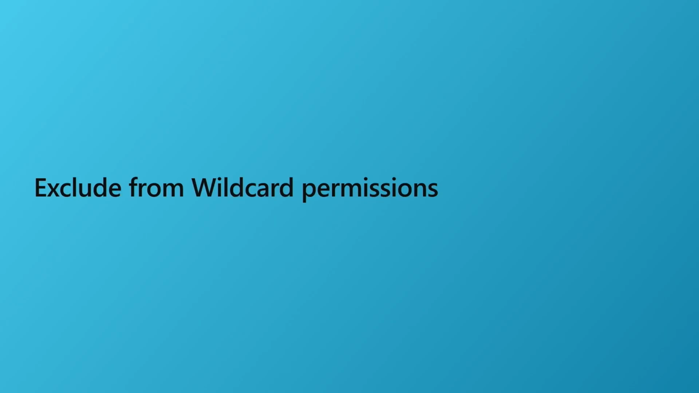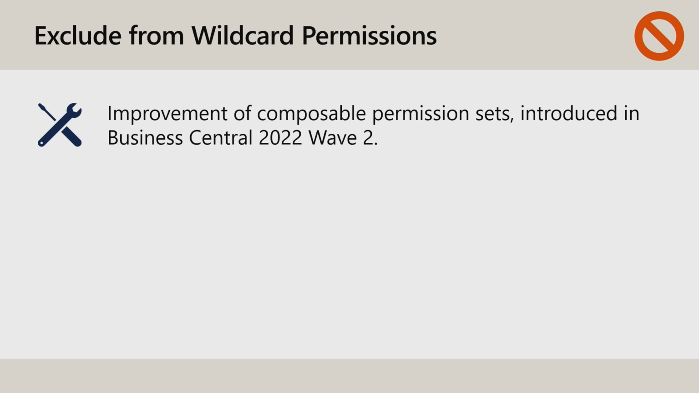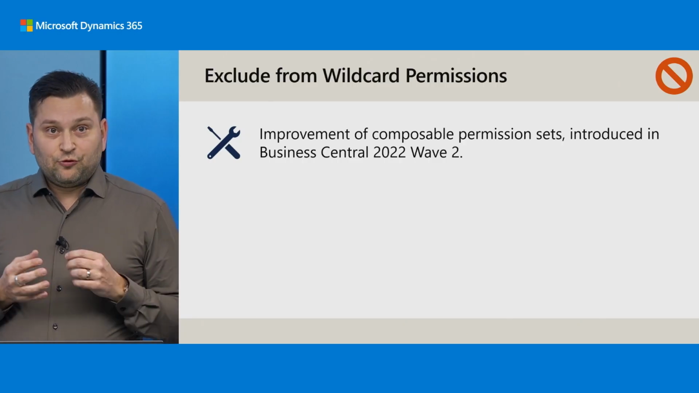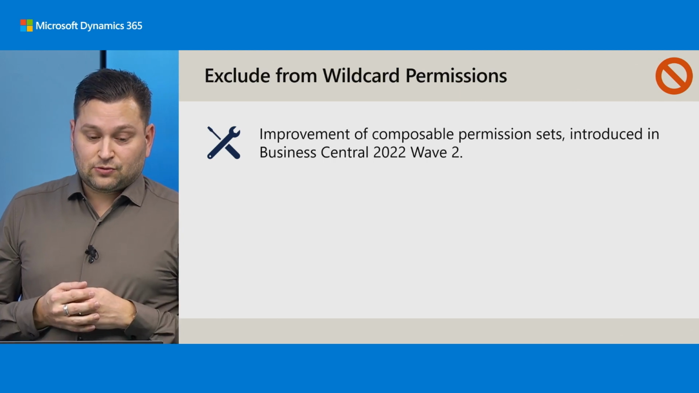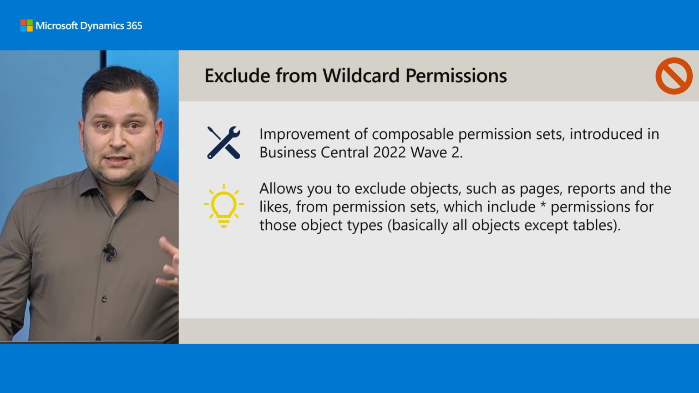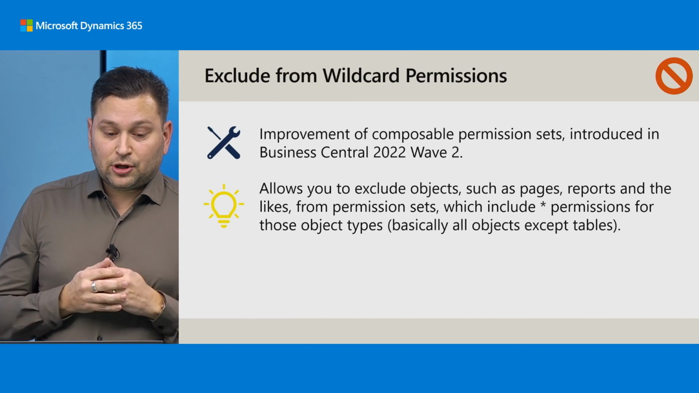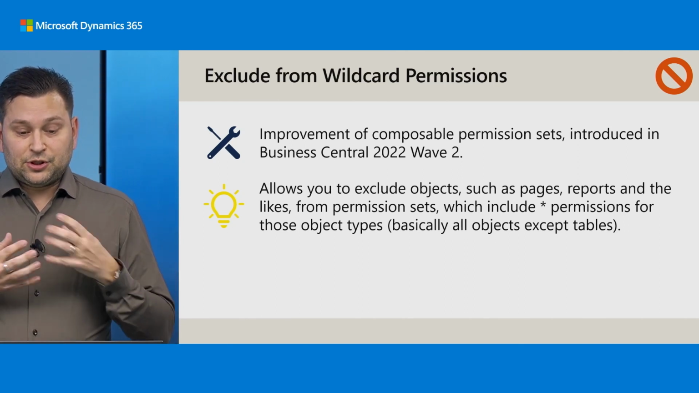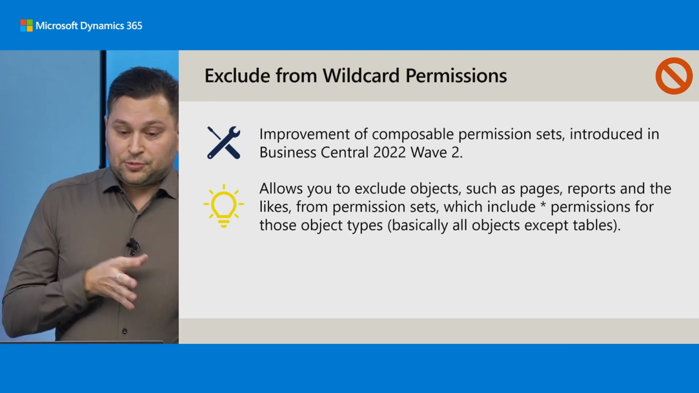Exclude from wildcard permissions. Now, exclude from wildcard permissions is actually an improvement of the composable permission set functionality, which we introduced in the last release, 2022 Wave 2. So what we've done is that we now allow you to exclude objects, such as pages or reports, and the likes of it, from permission sets which include wildcard permissions for these object types.